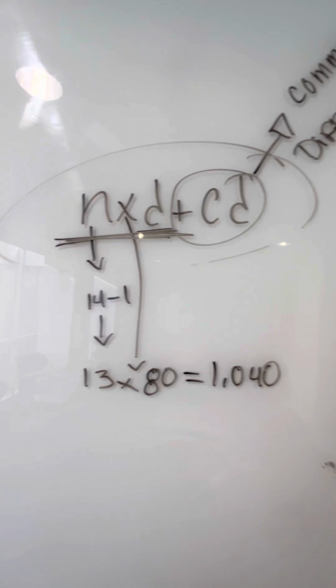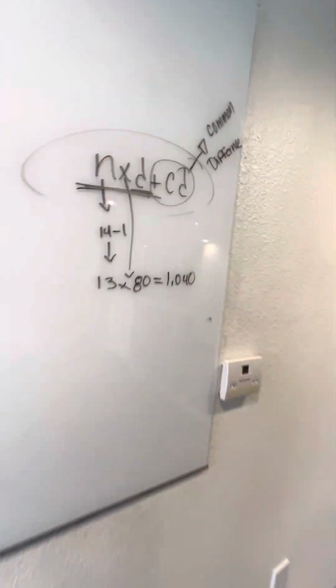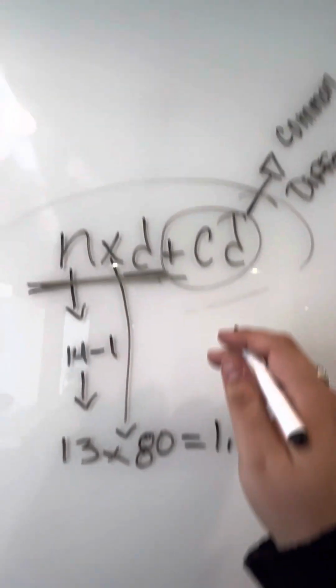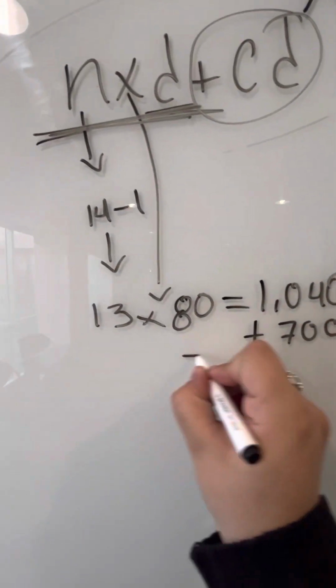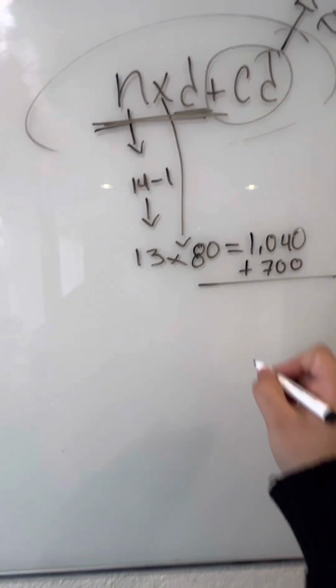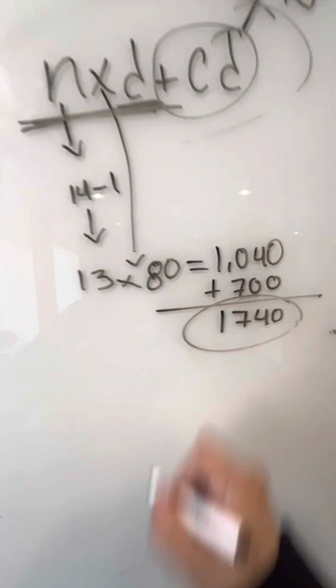So for those that forgot, we're gonna go back to the problem. So it says here, common difference, that common difference is 700, okay? So we're just gonna add 700. So then that would be 1,740. That would be your answer.